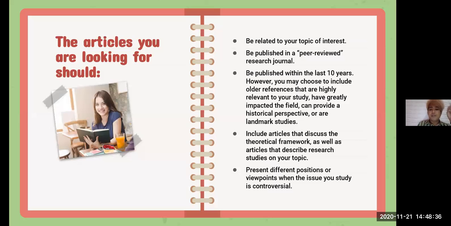However, you may choose to include older references that are highly relevant to your study, have greatly impacted the field, can provide a historical perspective, or are landmark studies. Ito na yung sinasabi kong may exception. Meron kasing mga traditionalists, forgive me, baka kung matamaan. There are traditionalists who will insist on the 10-year. Pag may nakita na silang 1969, ina-ekis na agad yun ng mga research advisors. It should not be the case.